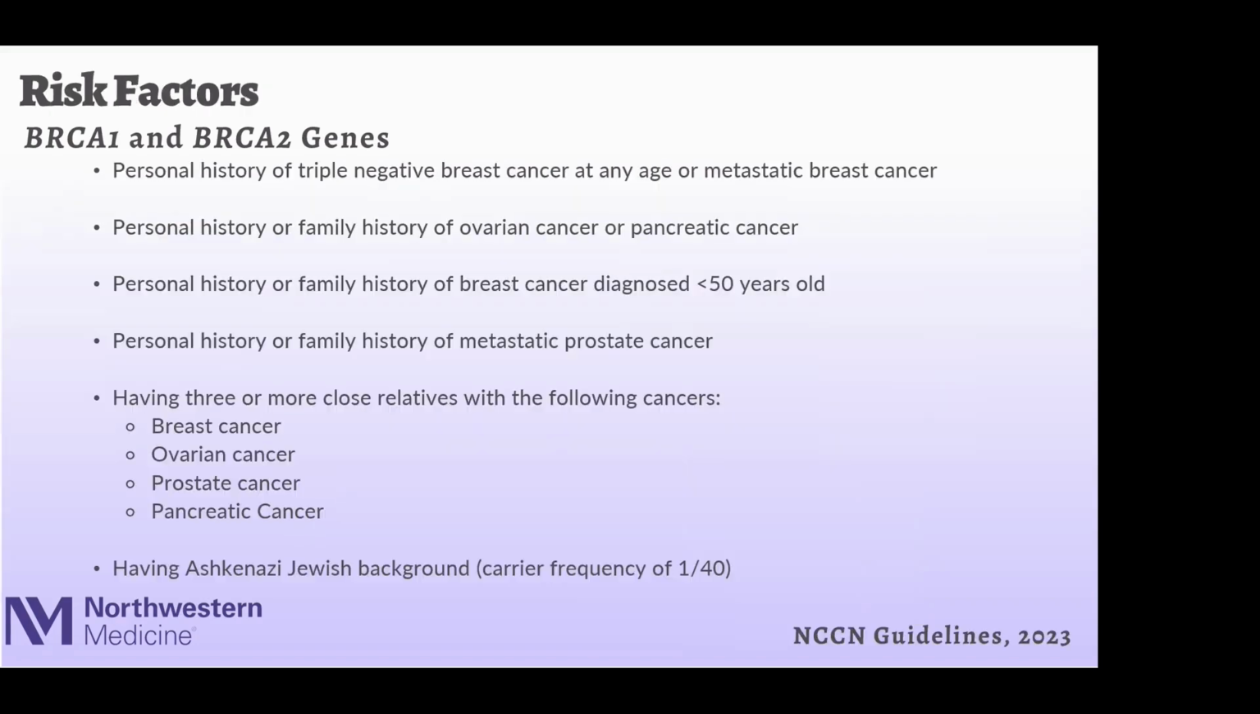Listed here are some of the risk factors that we typically evaluate for patients to determine if genetic testing is appropriate based off of their personal or family history. So patients that typically meet criteria for genetic testing are those that have a personal history of triple negative or metastatic breast cancer, personal history or family history of ovarian cancer or pancreatic cancer, or cancer that's diagnosed under the age of 50, a personal or family history of metastatic prostate cancer, or having 3 or more close relatives with breast, ovarian, prostate, or pancreatic cancer.